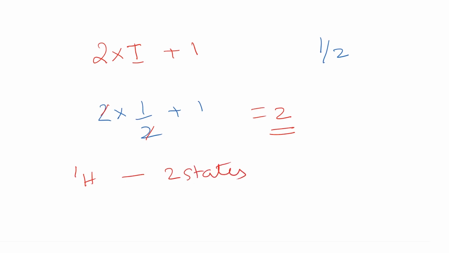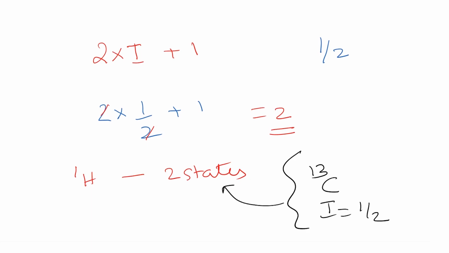energy states. Again, we are not going to go into more complex details with NMR of atoms which have different spin values, but suffice to say that the two important atoms that we are looking at are proton and carbon. In the case of carbon there is C13, and again the I value is half, so you will see the same two states for C13.